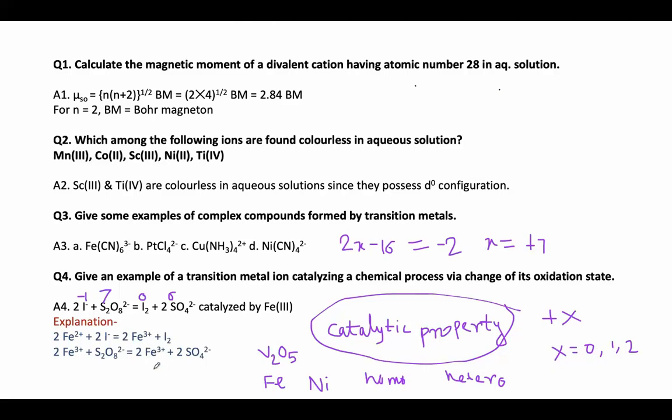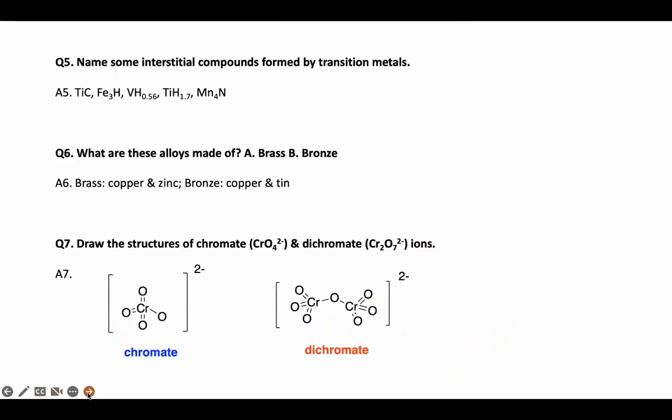And this Fe3 plus will react with 2I minus to form Fe2 plus plus I2, and then this generated Fe2 plus will react with S2O8 2-, the peroxydisulfate, and it will again get oxidized to Fe3 plus, and sulfate will be released. So that is the entire equation here, that is catalyzed by iron. Now we shall move to the next part.